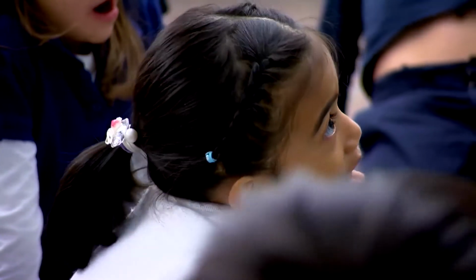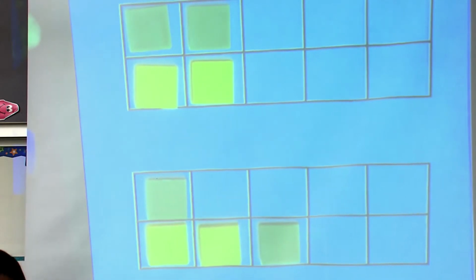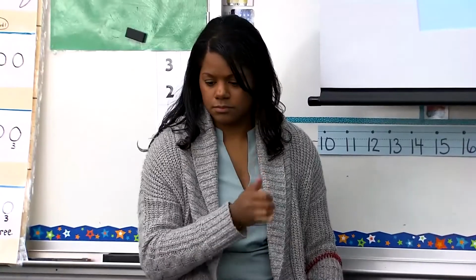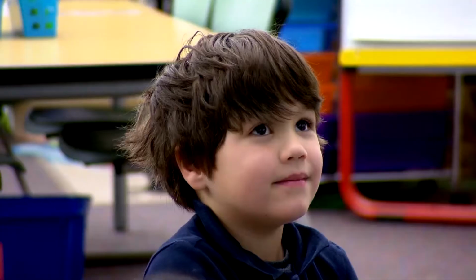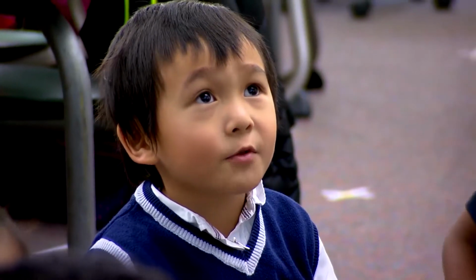There's 4 and 4. Alice said there's 4 and 4. If you agree with that, we can give her a me too. What else? Does anyone else want to add on to that or have a different idea? What you noticed? There's 4 yellows and then 4 greens. And 4 plus 4 equals 8.